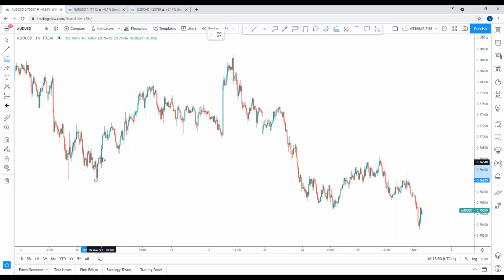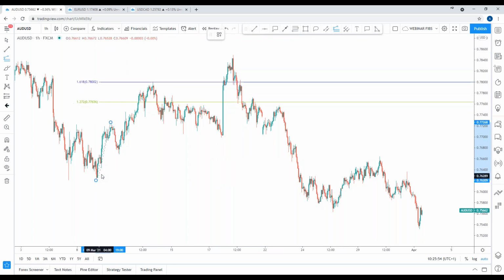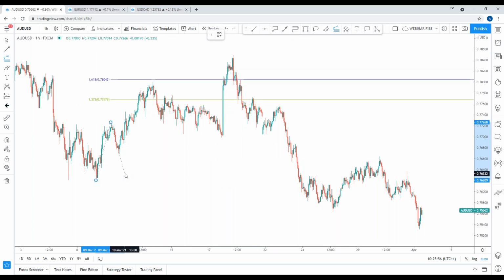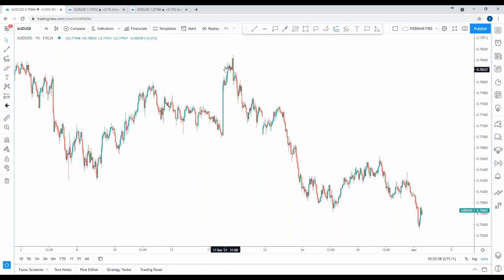Give me a second, guys. I think one formed around this area just by looking at it. Yeah, look at that. So look, guys, this is the fib projection. So let me just delete that actually.